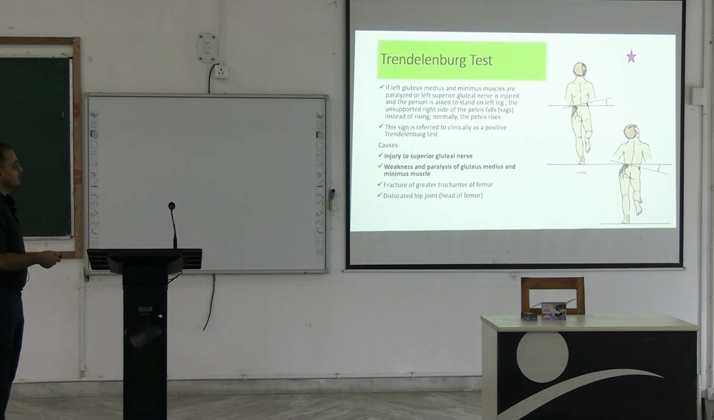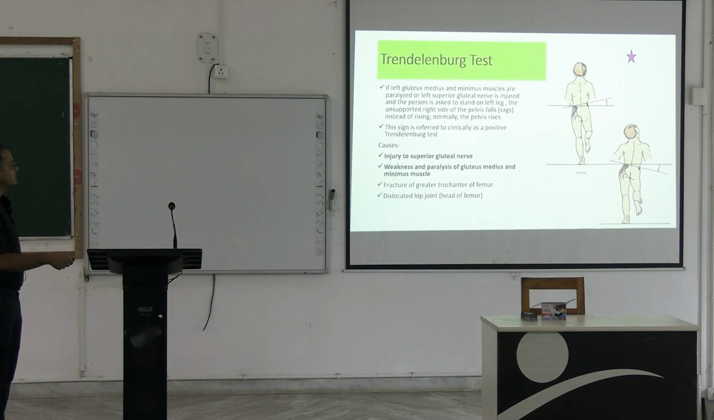So this leg you are standing on, that means this side gluteus medius and gluteus minimus is working fine, because this is supplied by the intact superior gluteal nerve, and we can stand still, and as a result the opposite side hip is moving up. That's a normal sign.